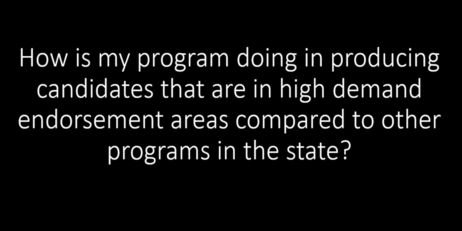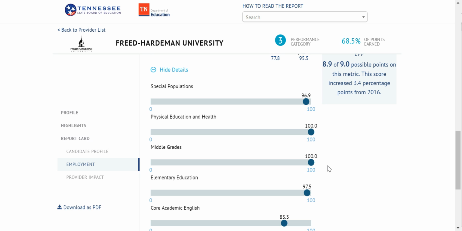We can now move to the 3rd question. How is my program doing in producing candidates that are in high demand endorsement areas compared to other programs in the state? High demand endorsements include completers in areas such as special education, English language learners, and so forth. We are starting by looking at how your program did on this indicator. We first click on the report and go to the Candidate Profile domain.